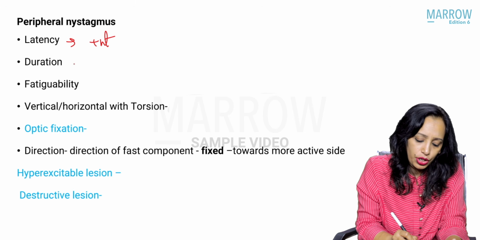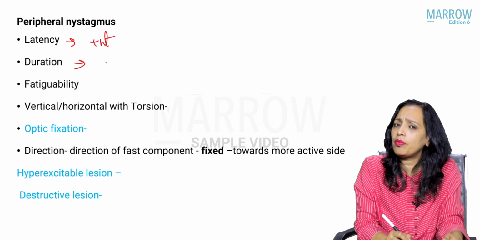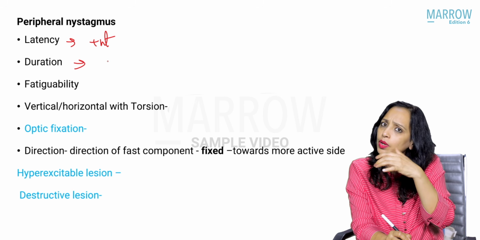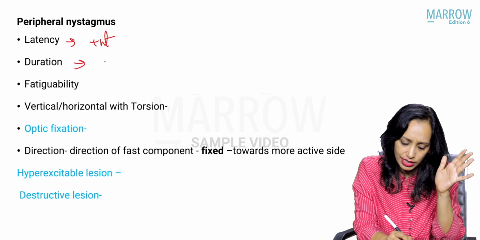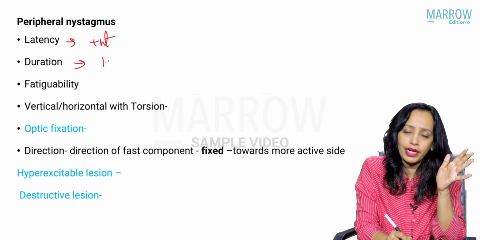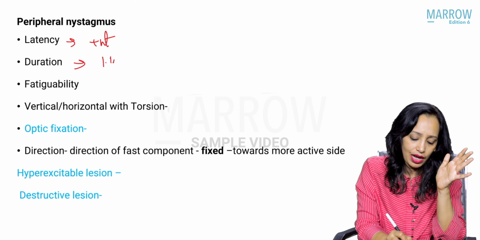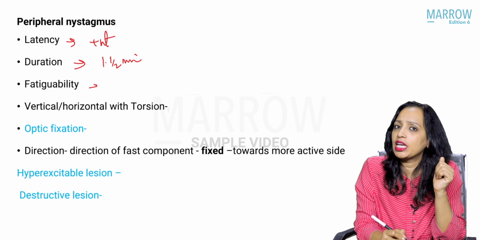Yes, what is it? Duration. Peripheral nystagmus, will it be limited for a duration or will it not be limited? Yes, it will be limited. It will be limited to 1.5 minutes. Yes, 1.5 minutes maximum.